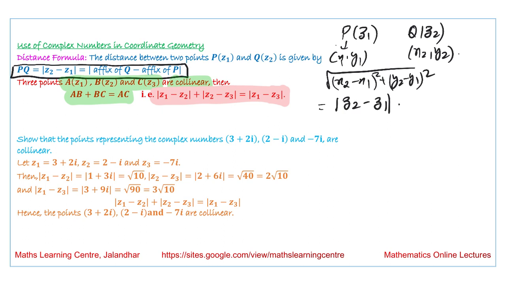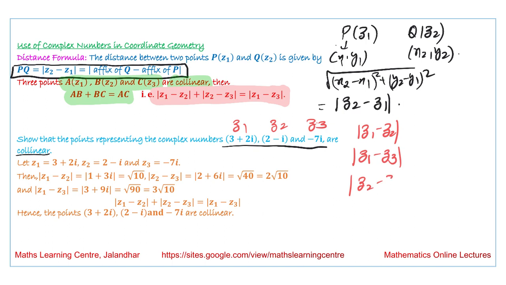So if these three points are given to us in this first question, we have to prove that these are collinear. So suppose we mark these points as Z1, Z2 and Z3. And we calculate the value of mod of Z1 minus Z2, mod of Z1 minus Z3, and mod of Z2 minus Z3.